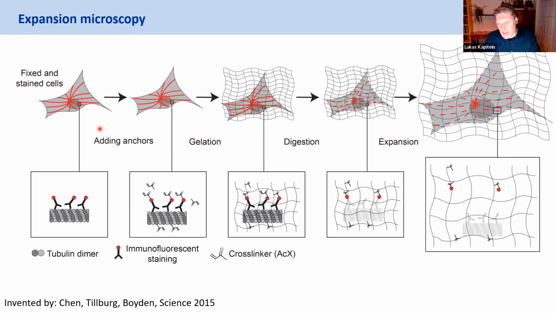Of course, you cannot just do this. You cannot just blow up cells and think that everything will be fine. So you need to do it in a very controlled way. And Chen, Tillberg, and Boyden introduced this approach, which depends on the use of swellable hydrogels. So these are gels that when you add water, will absorb the water and thereby swell up.